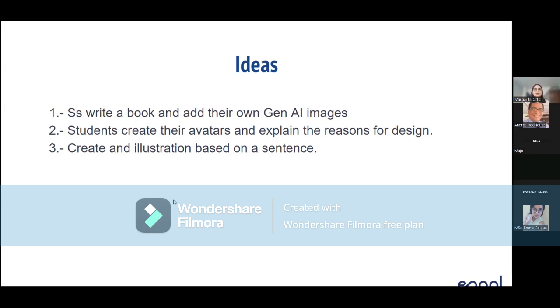And another idea could be to create an illustration based on a sentence. Something that happens with my son is that when he's learning new vocabulary, they ask him to write a sentence and draw a picture or look for a picture. So sometimes this vocabulary is complicated. So maybe you can go to internet to this type of tool, and then your students can write the specific sentence. It generates the picture, and then you add the picture as well.